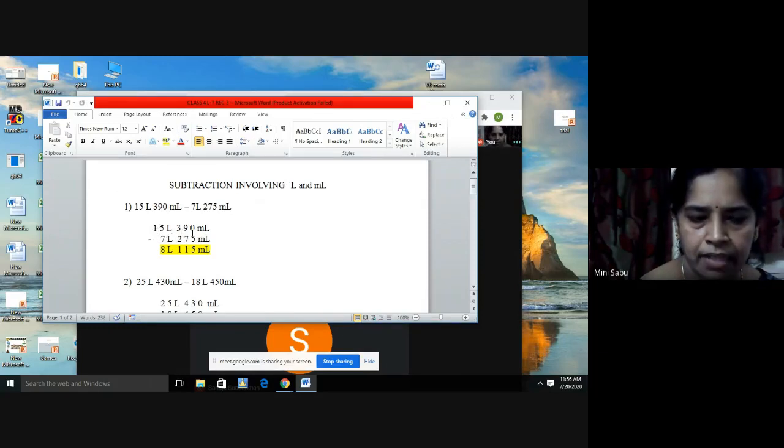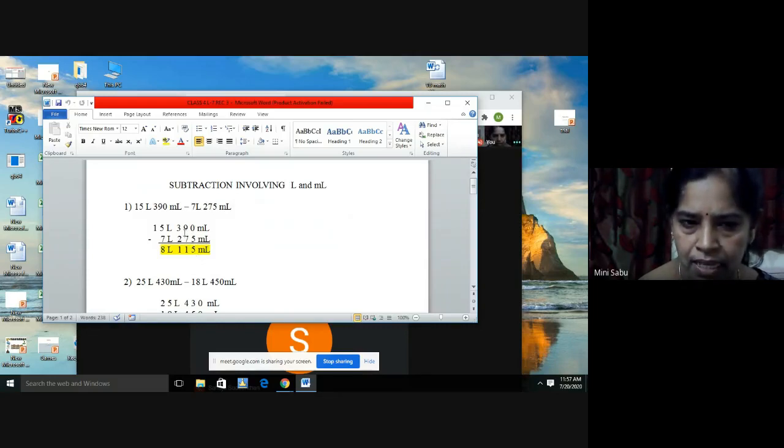15 liter and 390 milliliter. Below 15 liter, according to the places, 7 liter is arranged. Then 275 milliliter according to the places. Then we will do subtraction as usual, as we do subtraction of normal numbers. The only difference is you have to insert the unit, liter and milliliter. That's all. So here, this milliliter you write down first. Then you start subtracting 0 minus 5. We will borrow and this becomes 10. 10 minus 5 is 5 and this is 8. 8 minus 7 is 1. 3 minus 2 is 1.